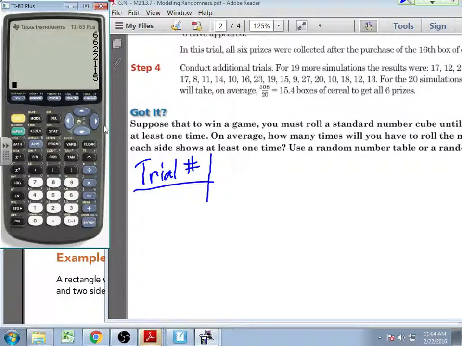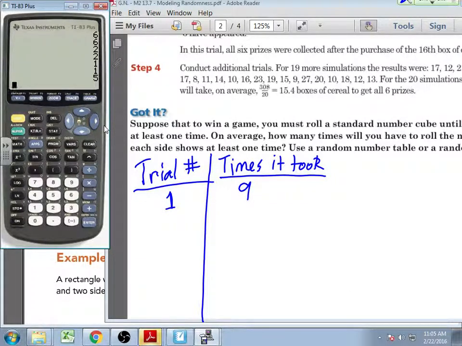So my trial only took me 9 times actually. Emily, how many times did it take you to get all 6? 22. Who else has how many trials it took them? 11. 14. I heard a 12.